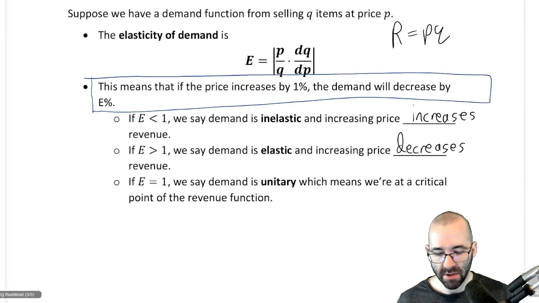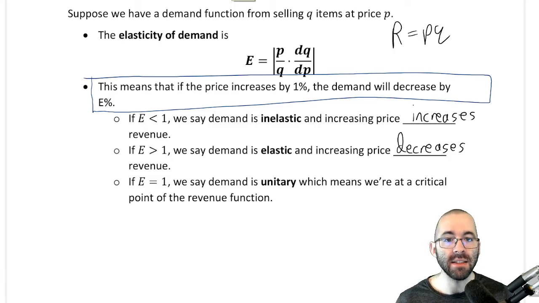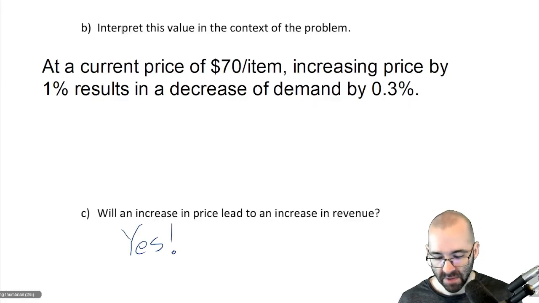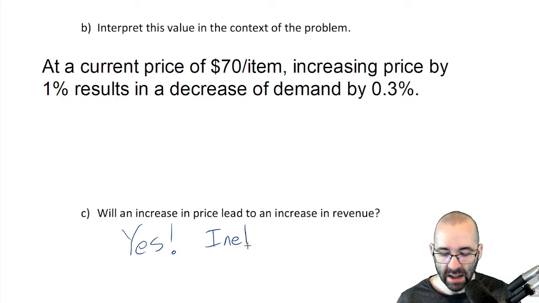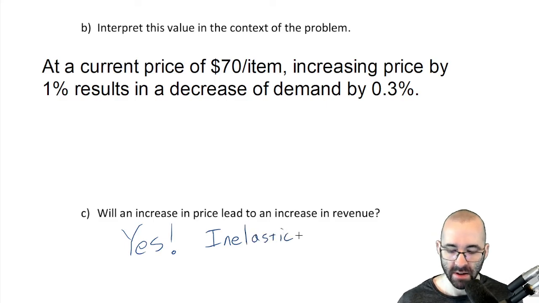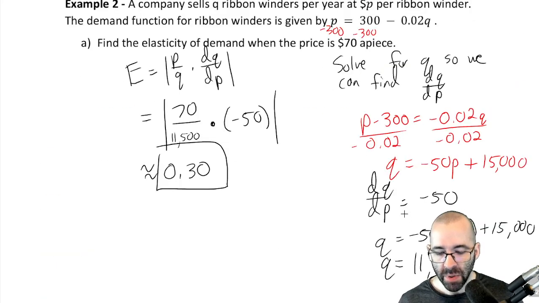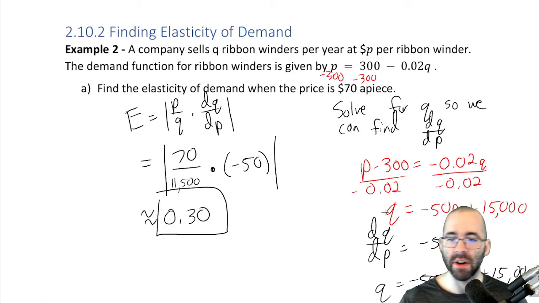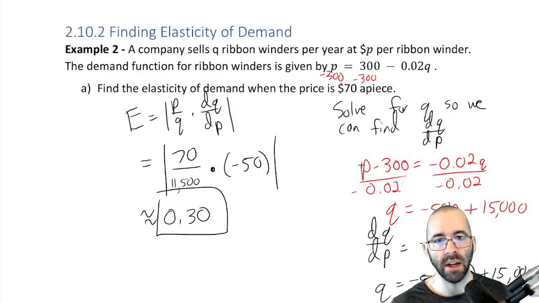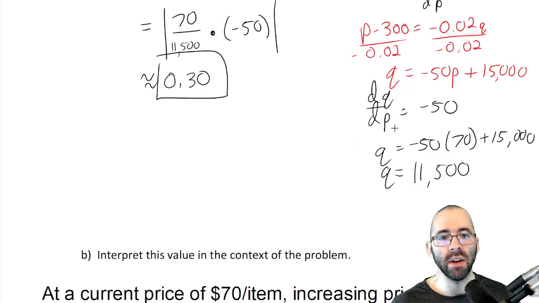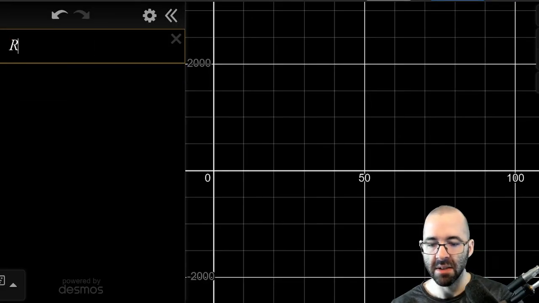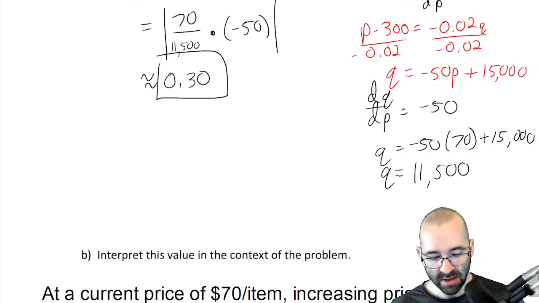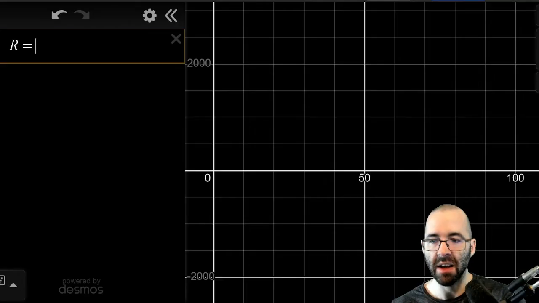We have E is less than 1. We have inelastic. Increasing price increases revenue. All right, we are inelastic right here. And visually, we could see this if we actually plotted a revenue function. Revenue is price times quantity. So let's put it in terms of price. Revenue is price times negative 50p plus 15,000.